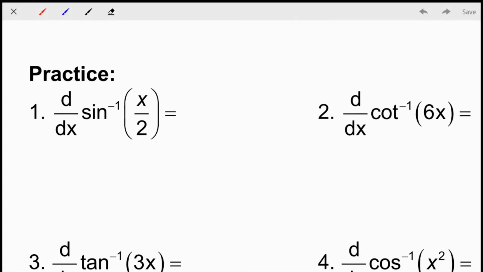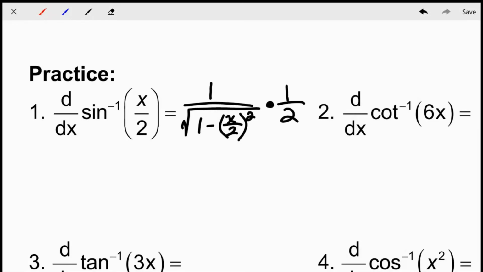So the first thing is you have to remember the rule. The derivative of inverse sine is 1 over the square root of 1 minus x squared. Well, I don't have an x here. I have an x over 2. So really, I'm thinking about this with the chain rule. So I'm going to do 1 over the square root of 1 minus x over 2 squared. So that's the derivative of the outside times the derivative of x over 2. So that'd be times 1/2.